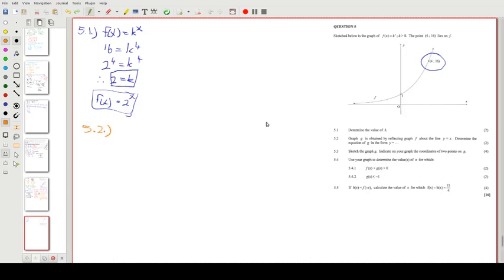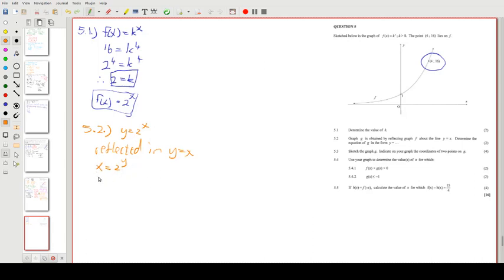5.2. So our question says the graph G is obtained by reflecting this graph about the line y equals x. Now we need to determine the new equation in the form of y equals. So this one that we started with, y equals 2 to the power x, that is now reflected in the line y equals x. Alright, so what we need to do is we need to swap x and y, because y equals x and x equals y. Simple, right? So we'll just say x equals 2 to the power y, and now we need to get y by itself.